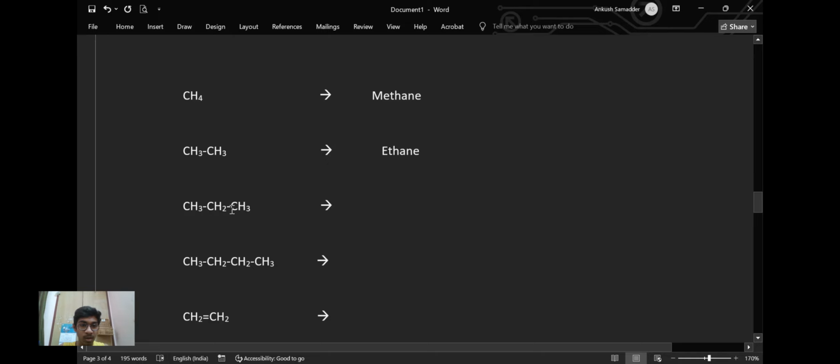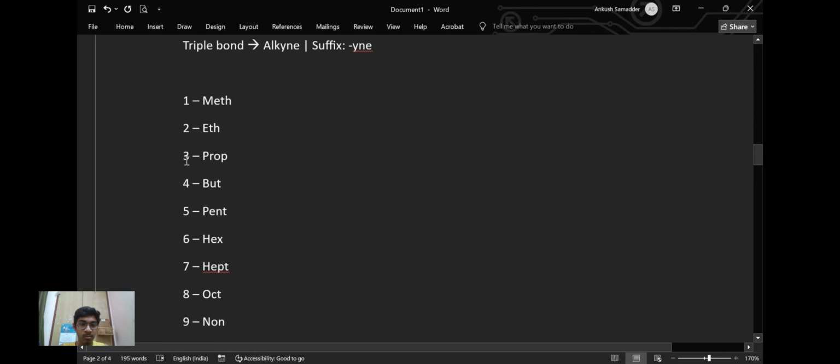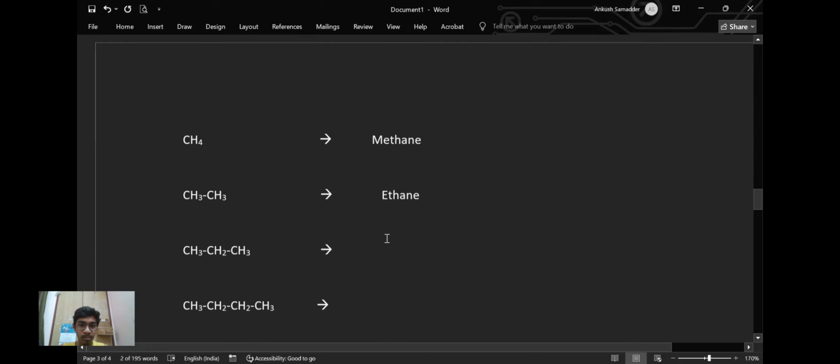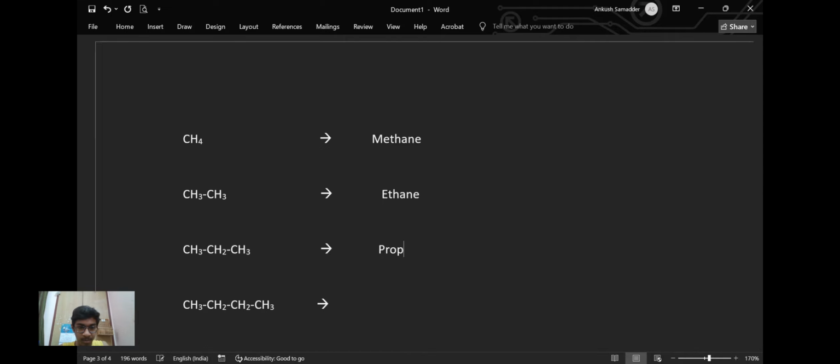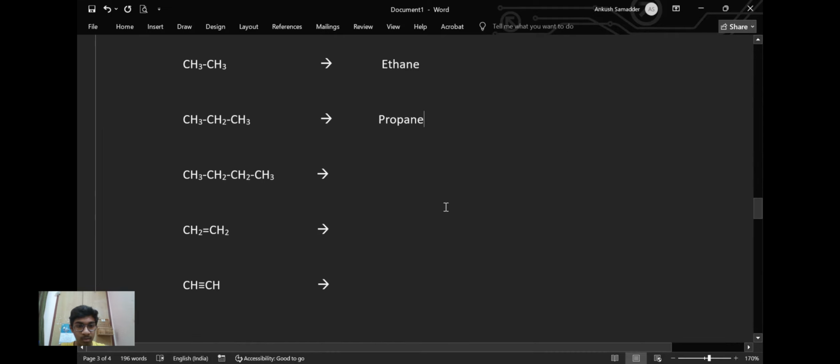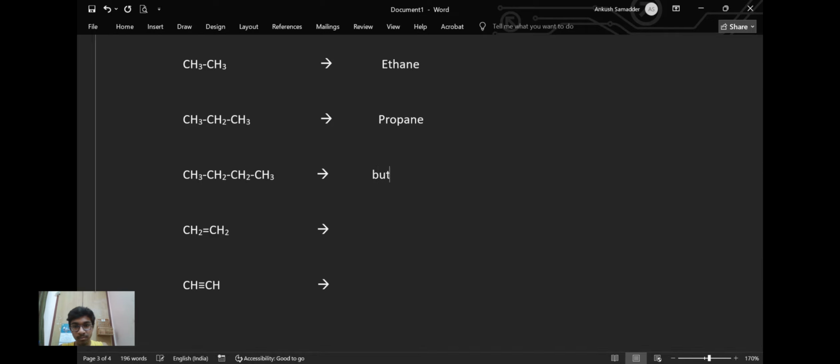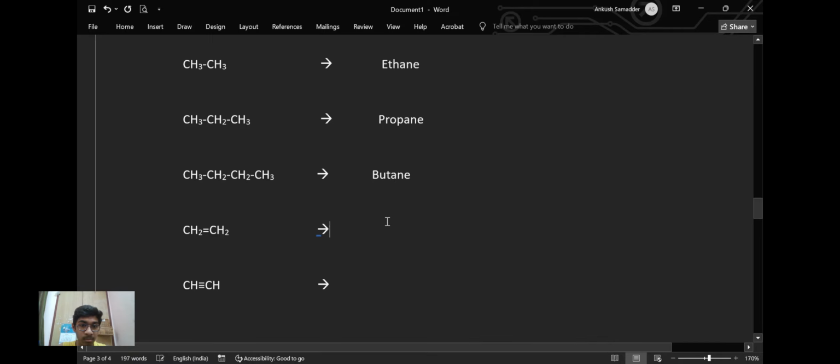Here how many carbons are there? One, two, three carbons are there. For three carbons we know prop is used, so it will be propane. Here one, two, three, four. For four carbons you'll be using but. Single bond is there, so ane will be placed, will be written.